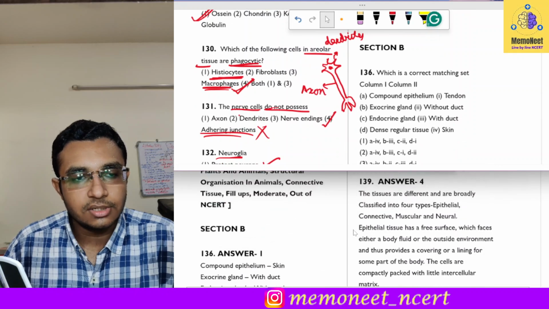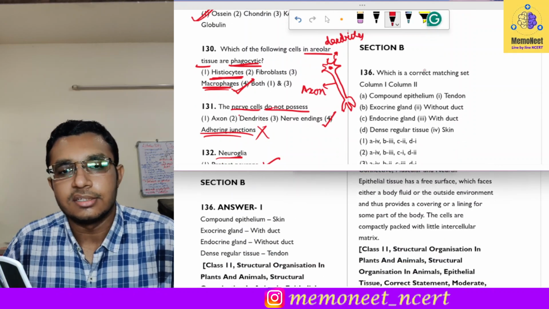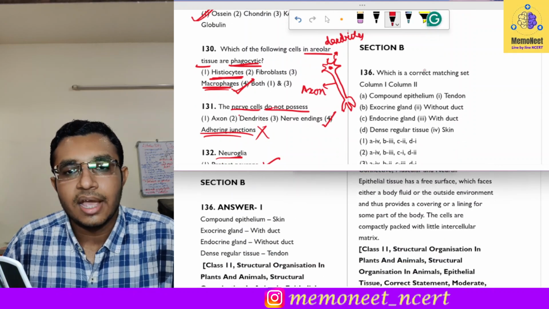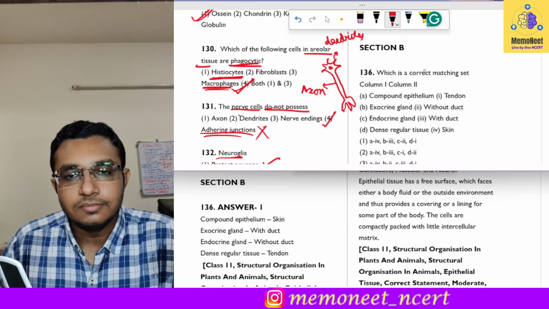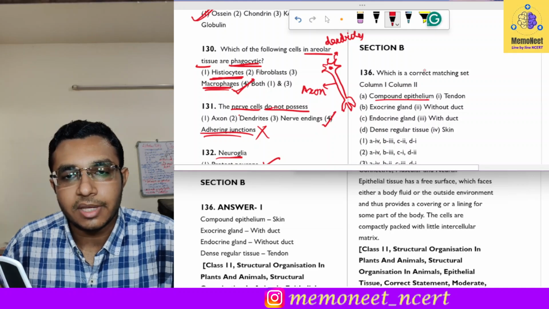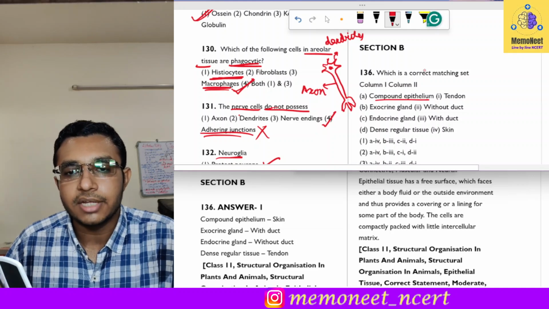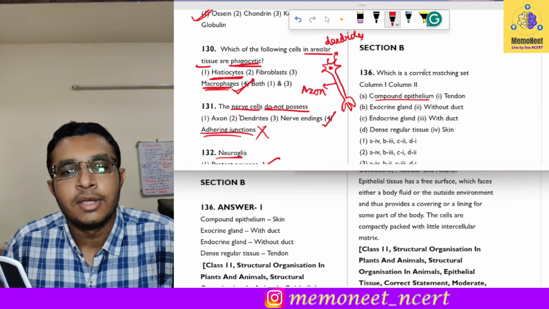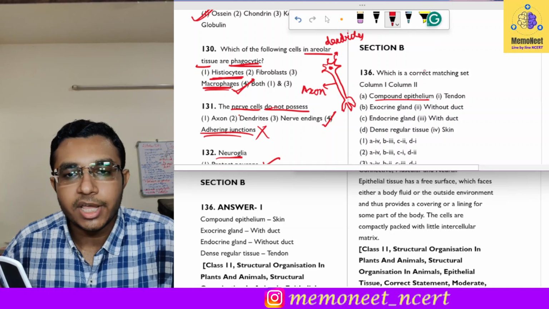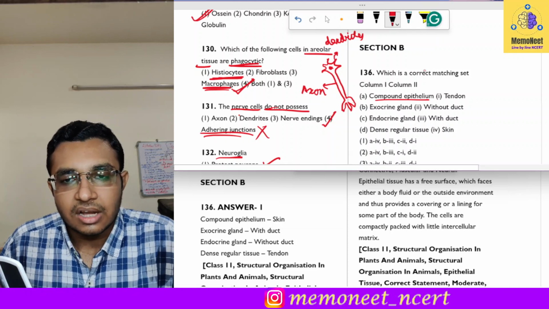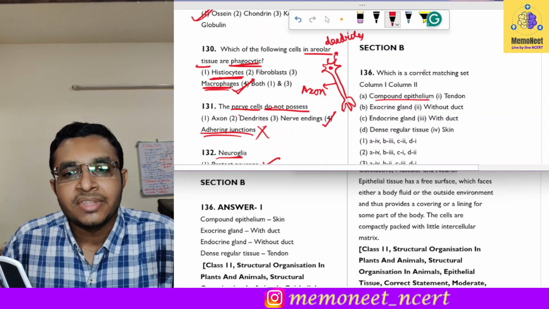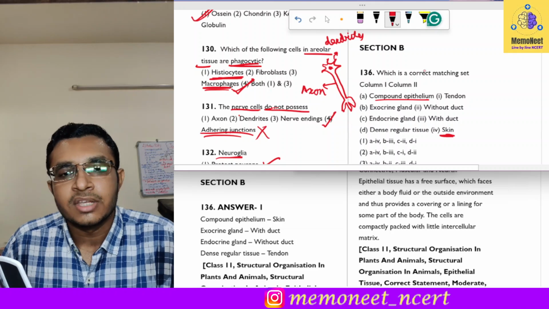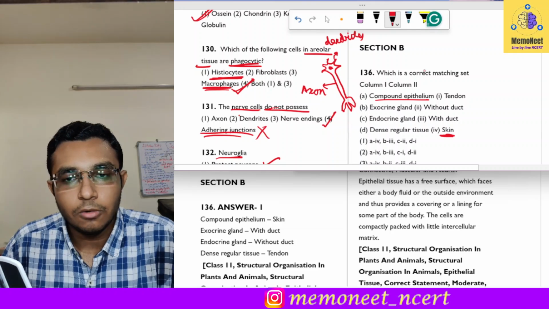The next question is question number 136. It is a match the following type of question, and in this the different types of epithelium are given and we have to match them with their locations. So let us see one by one. The option A is compound epithelium. Now see, the compound epithelium is found where? It is found in the skin. So A goes with 4.